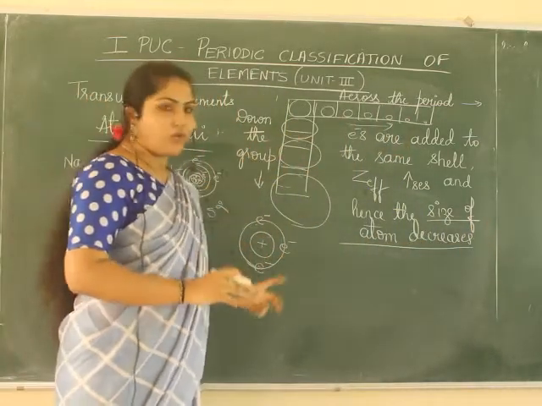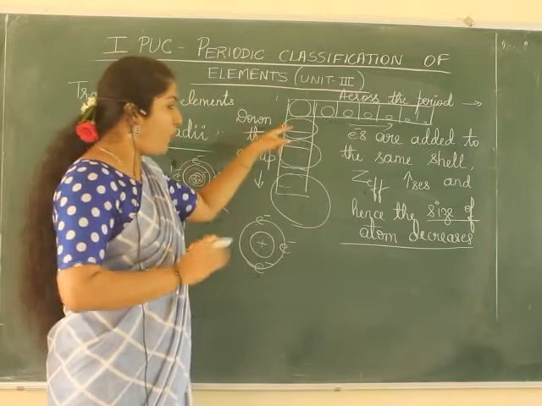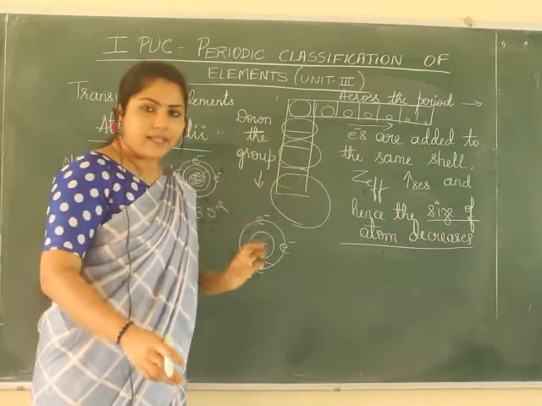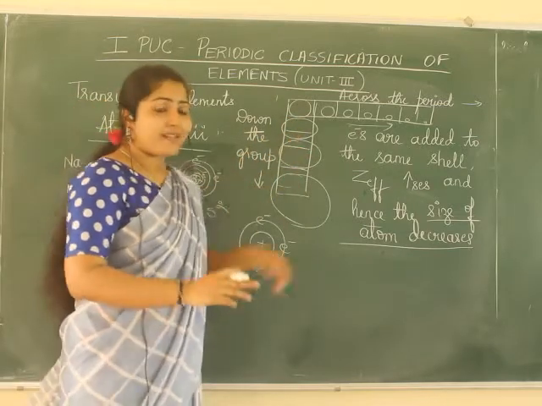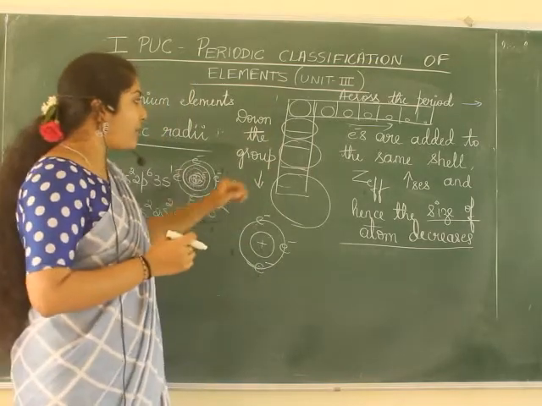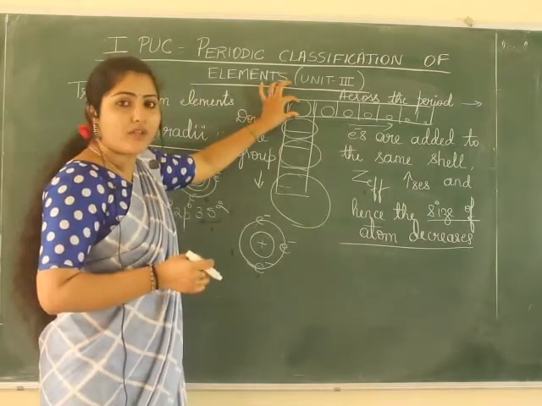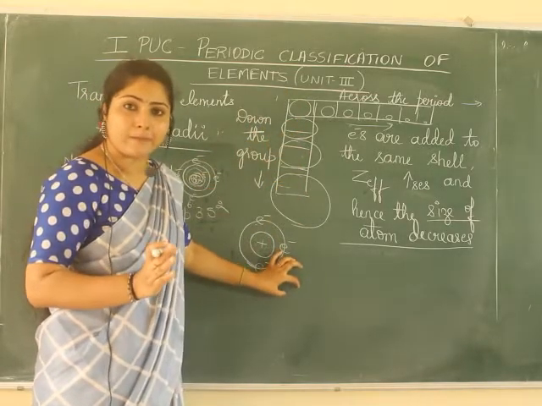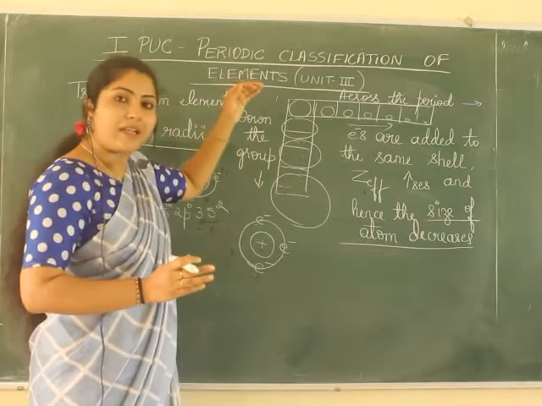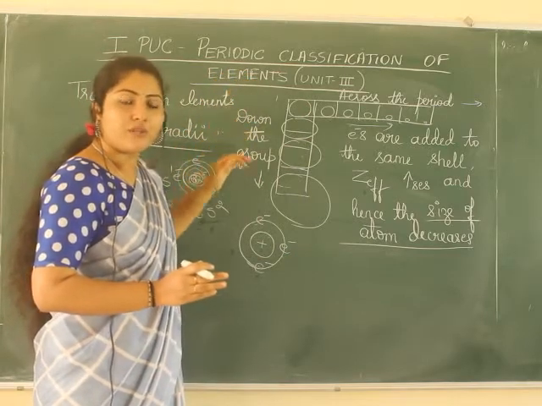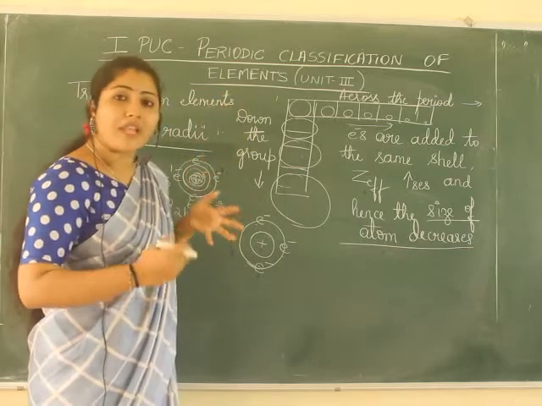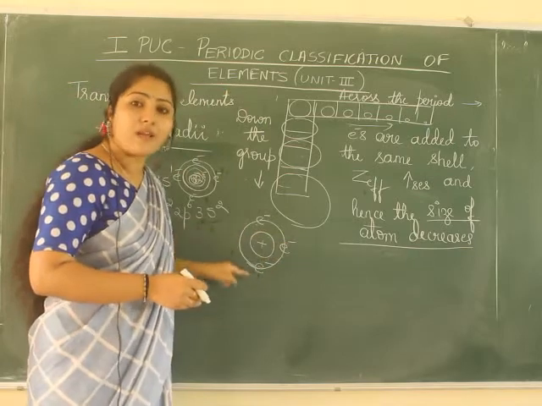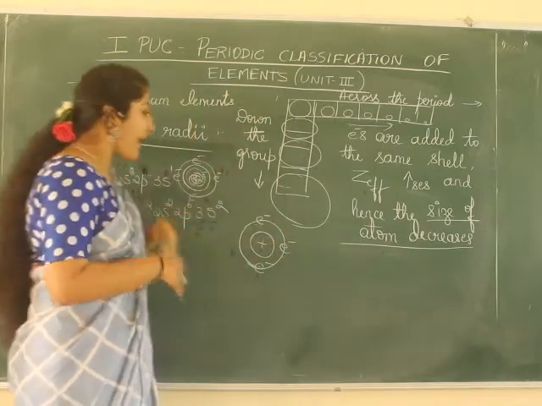Now let me explain down the group. Down the group, why does the atomic size increase? The atomic size increases because extra shells are added. For example, if here 3s is the outer shell, here it will be 4s, here 5s, 6s, 7s, like that. Say if you start from alkali metals, sodium, then potassium, rubidium, cesium, extra shells are added. Across the period, the electrons were getting added to the same shell, but down the group, extra shells are added.